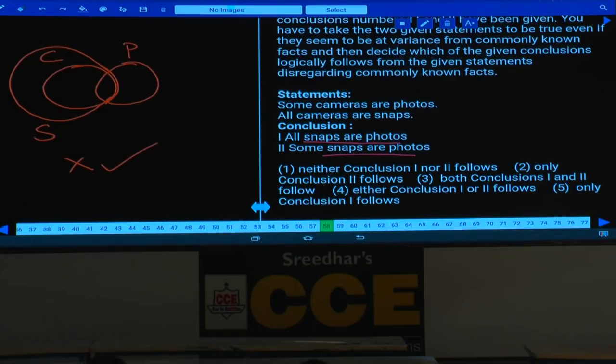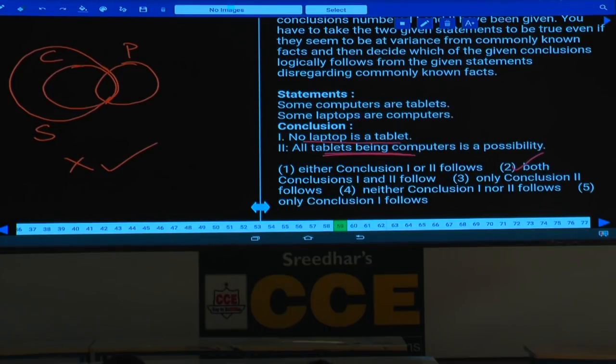Now the second one is true, and it is an affirmative conclusion, that will be true forever, so no need to draw an alternate diagram. Hence what is your answer? Only 2 follows, that is choice 2. Question number 58, choice 2.